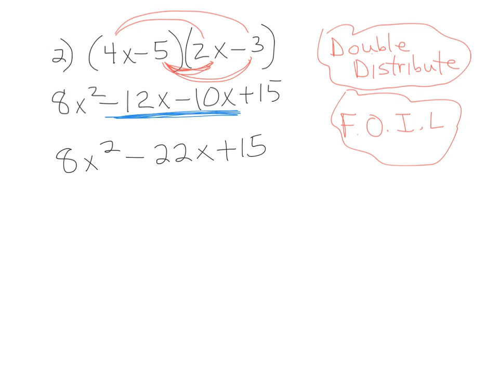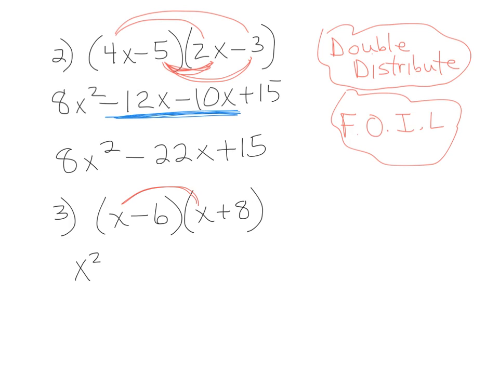All right, let's try another one. We'll go a little faster. Number 3. Let's go with the quantity of x minus 6 times the quantity of x plus 8. Let's take x times x. That's first times first. X times x is x squared. Then we'll take the outside times the outside, x times 8, 8x.